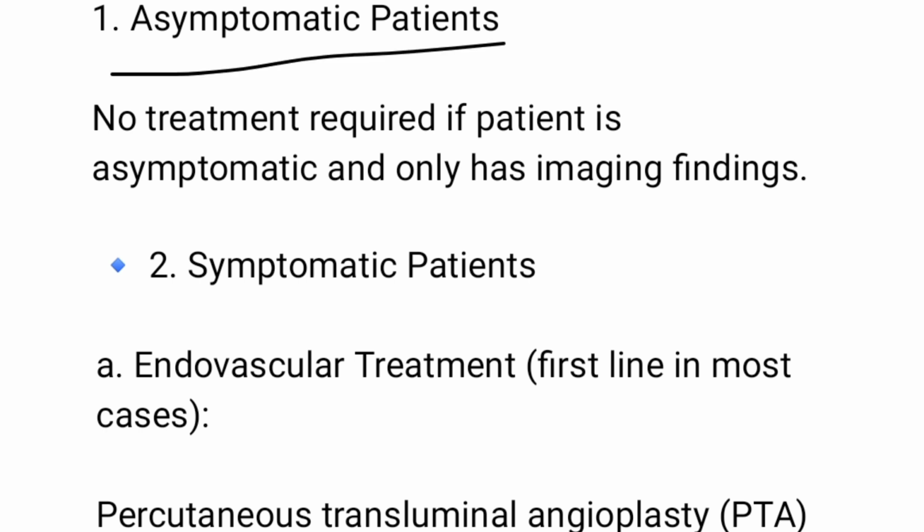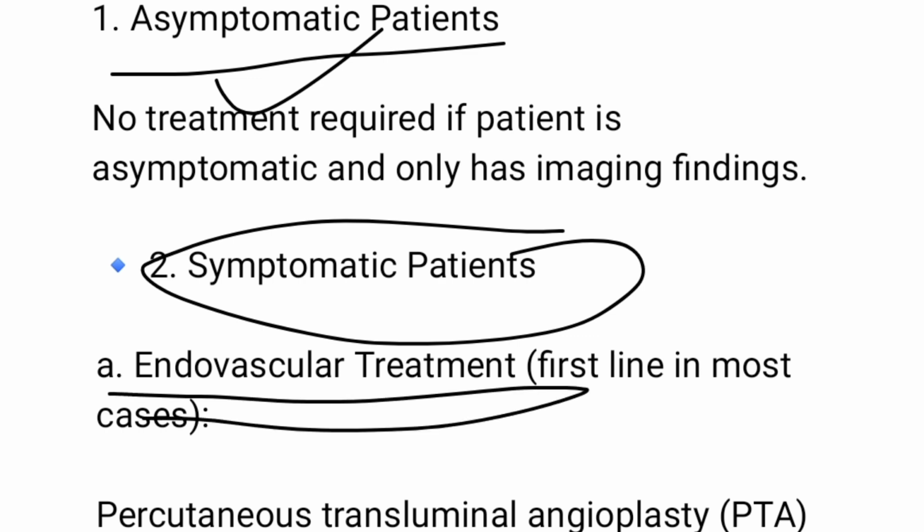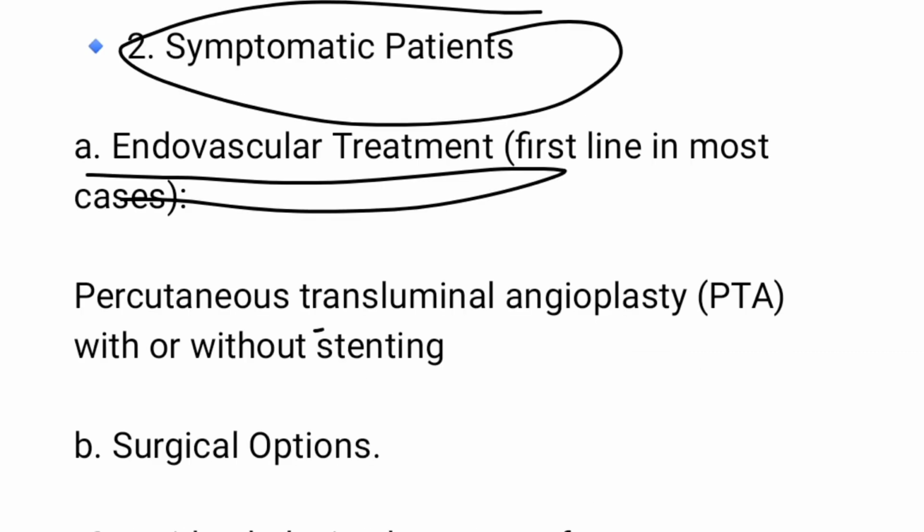If the patient is asymptomatic, we do not need any treatment, right? If the patient is having the symptoms which we have discussed, then of course the patient would need treatment. First line treatment is endovascular treatment. In this treatment we would do transluminal angioplasty so that we dilate the stenosed part, and then we can use a stent as well.